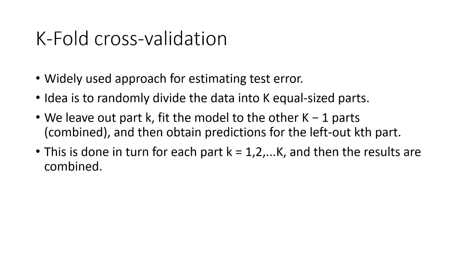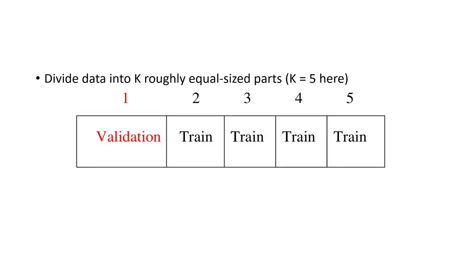Okay, basically the k-fold cross-validation is a widely used approach for estimating the test error. The idea is to randomly divide the data into k equal size parts. We leave out part k, one part, and we fit the model to the remaining k minus 1 parts. Then we obtain the predictions for the left out k part. This is in turn done for each of the parts, and then the results are combined.